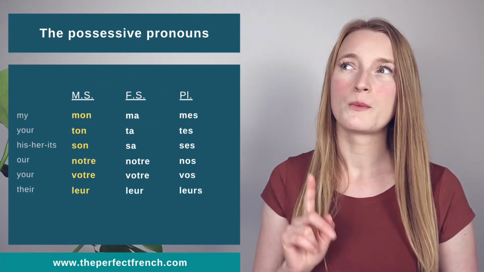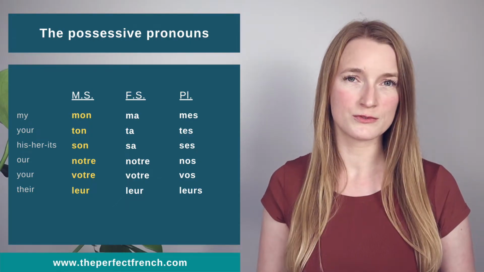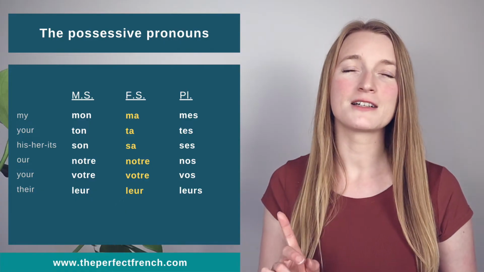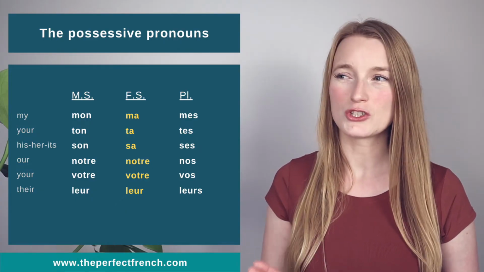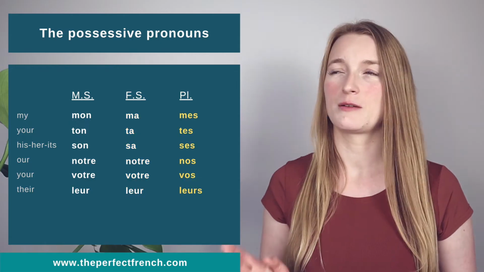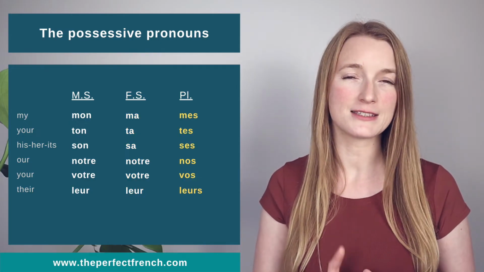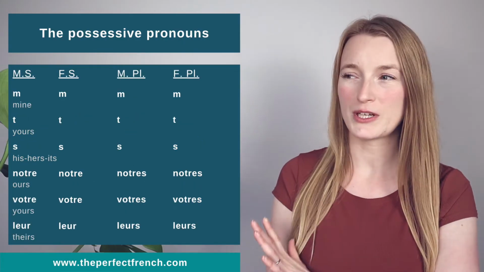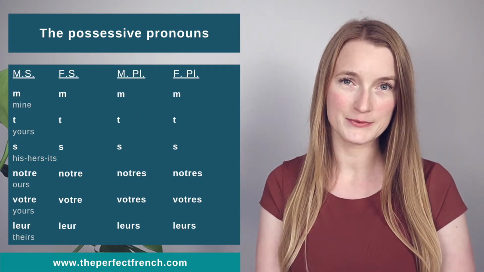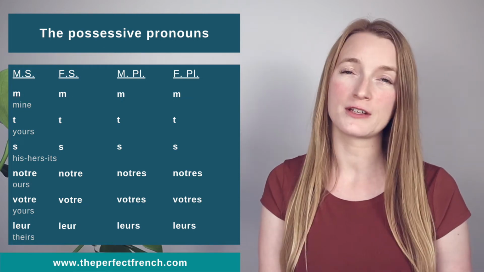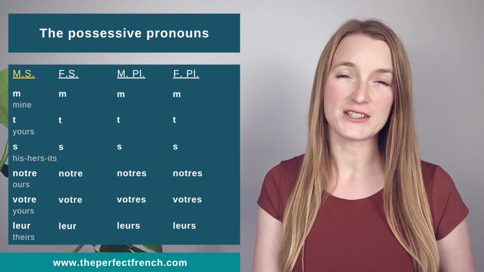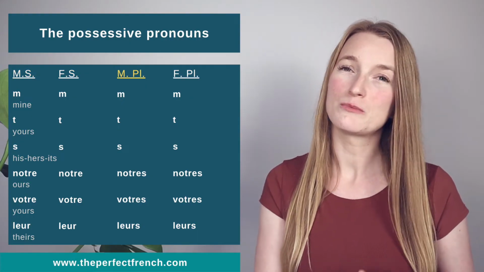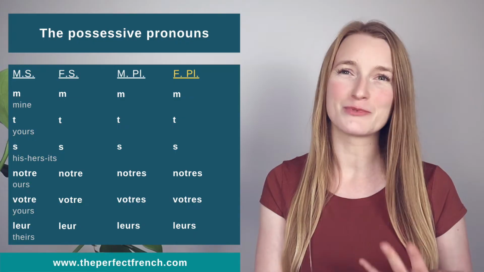We have mon, ton, son, notre, votre, leur. Feminine: ma, ta, sa, notre, votre, leur. Then plural: mes, tes, ses, nos, vos, leurs. So I'm going to keep on the screen all the letters that are going to be the same. We do have 4 different columns here: masculine singular, feminine singular, masculine plural, feminine plural.